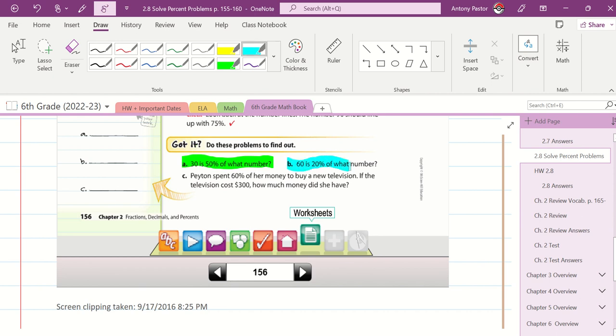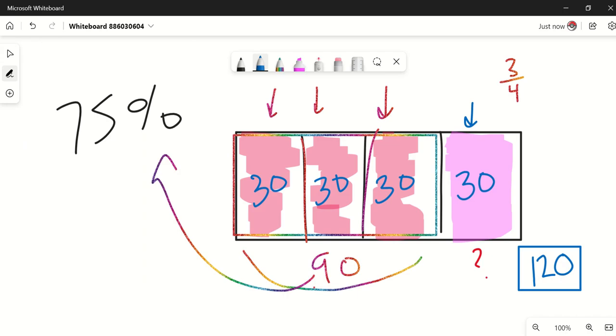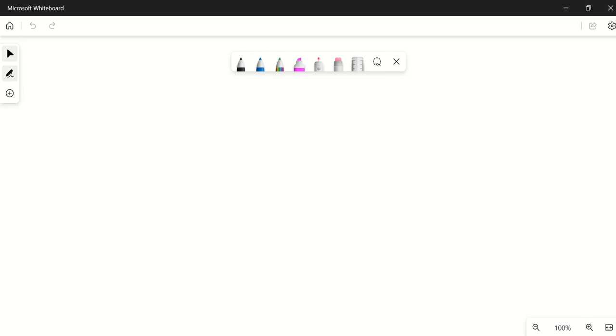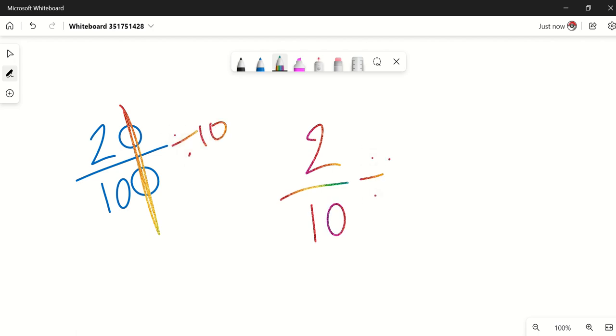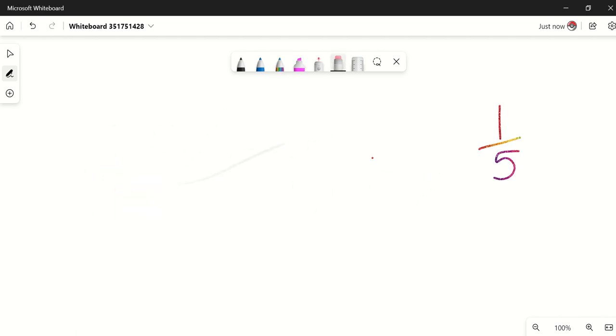Now, this one's not as easy. 60 is 20% of what number? It's very important that we have these shortcuts, and if we don't, we simplify. 20% is 20 out of 100. We can easily chop off the zeros and make this 2/10, because if I divide both of these by 10, I'm going to divide both of these by 2 now and get 1/5. This is important that we simplify our percentage down.